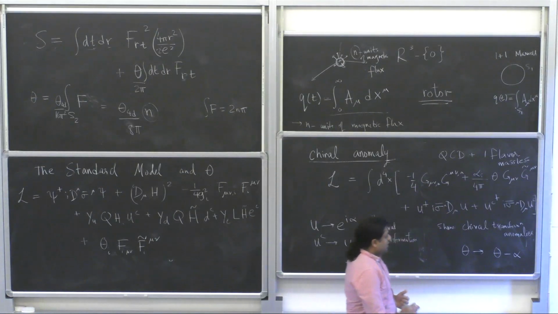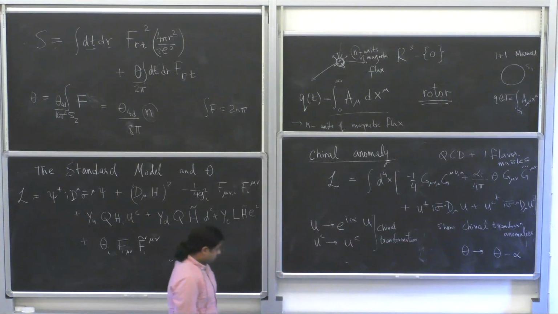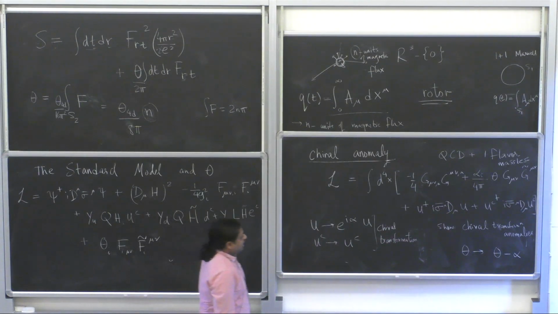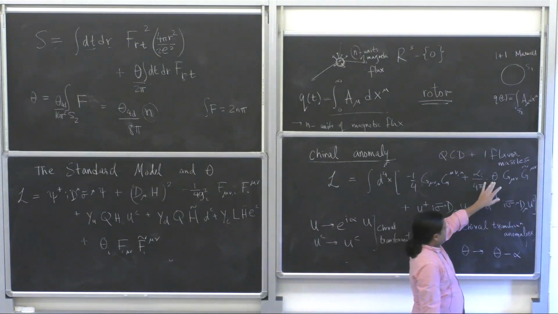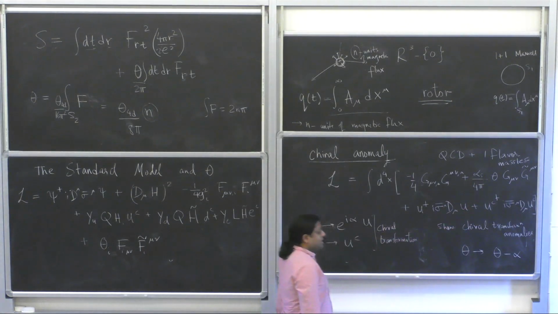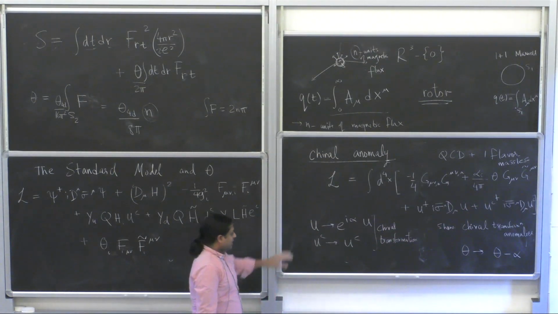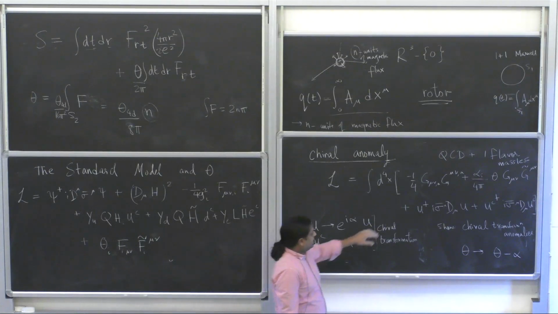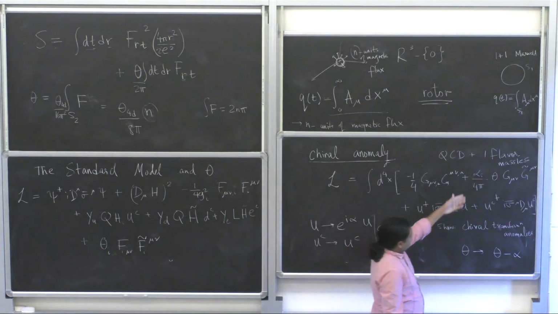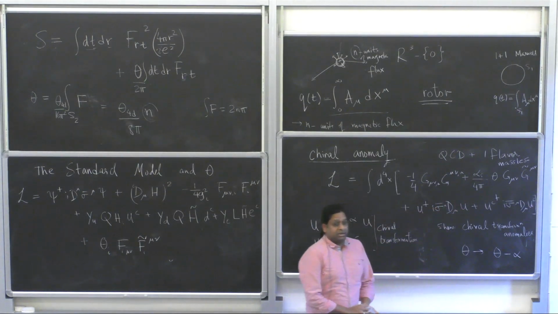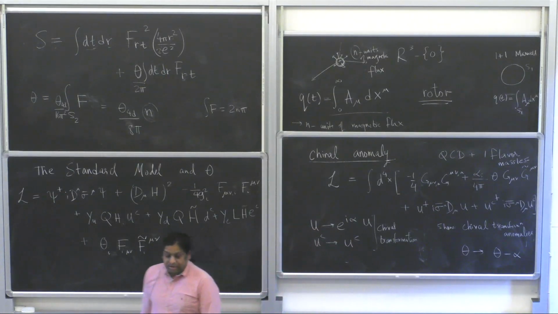When you have fermions, chiral transformations interplay with the theta term, and that is a direct consequence of the chiral anomaly. The transformation leaves the Lagrangian invariant, but the measure is not invariant, for example. And so the effect of that measure shift is to shift the theta angle.